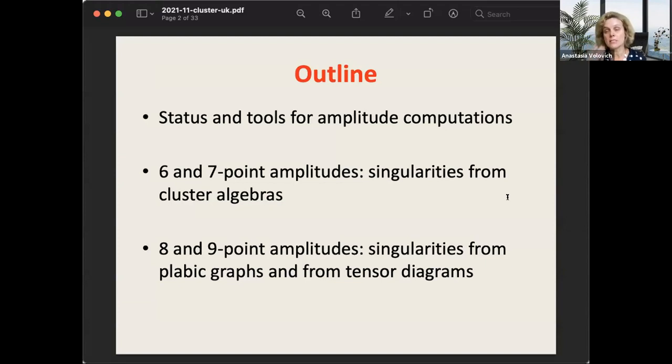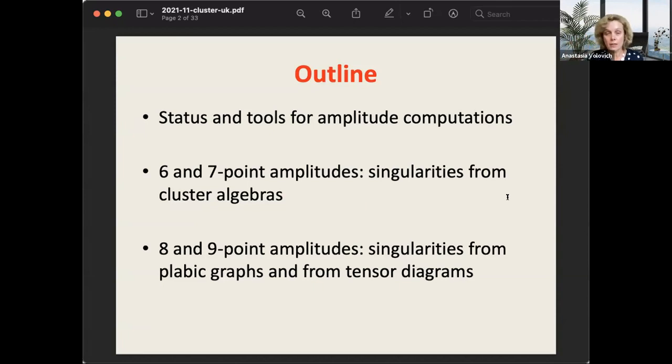And then I'll start increasing the number of points and explain to you some of our recent constructions of getting 8- and 9-point amplitude singularities from Plabic graphs and from tensor diagrams. Are there any questions on the plan? Okay, so we'll start with physics list and then we go on exploring the structures.